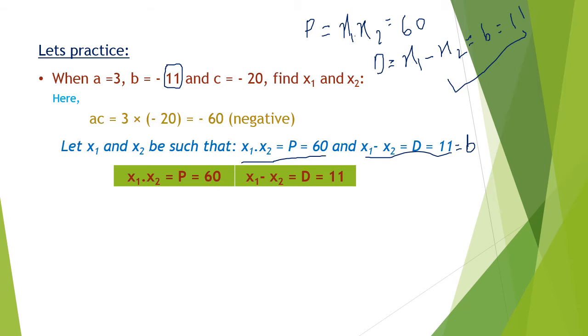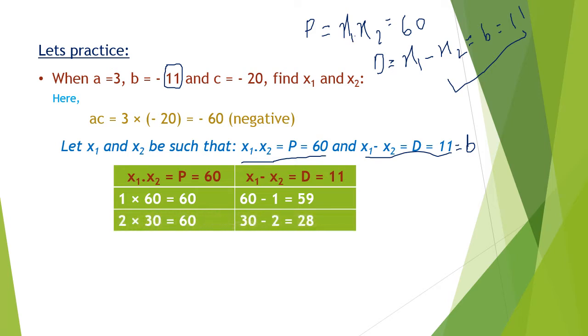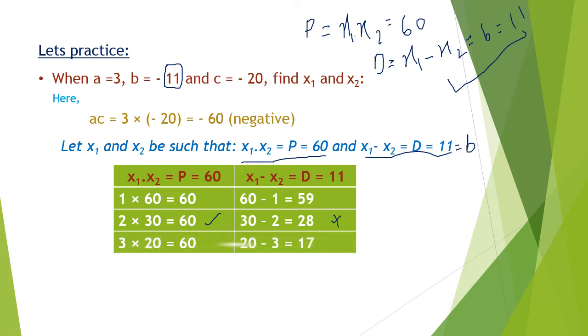First we have to try with 1. 1 into 60 is equal to 60, but 60 minus 1 is 59. We have to find 11. So next will be 2. 2 into 30 is also 60, but 30 minus 2 is 28. So these are not our numbers. And 3 into 20 is also 60, but 20 minus 3 is 17. These are not our numbers.